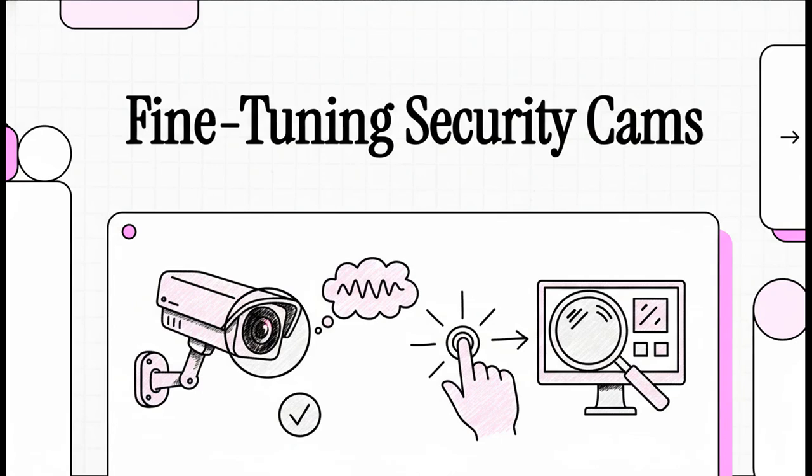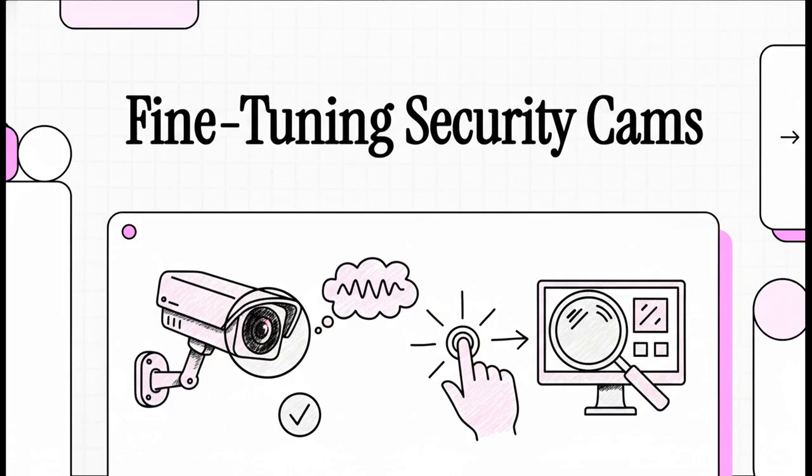You know the feeling, right? You spend all this money on a fancy security camera system. An incident happens, you go to pull the footage, and it's just a blurry, useless mess. It happens all the time. But guess what? The fix is actually way simpler than you think.